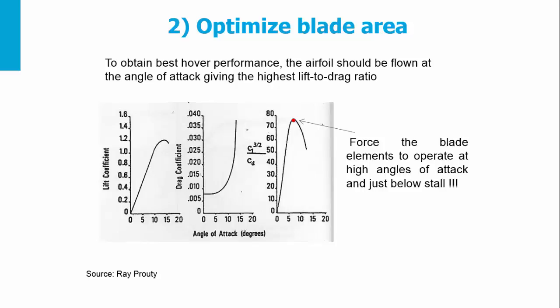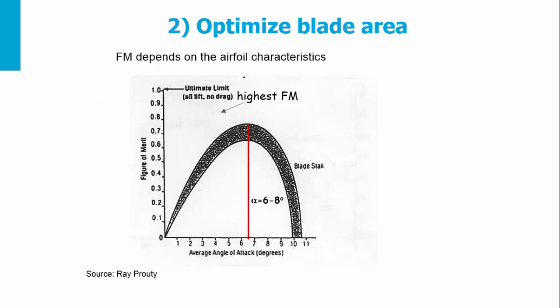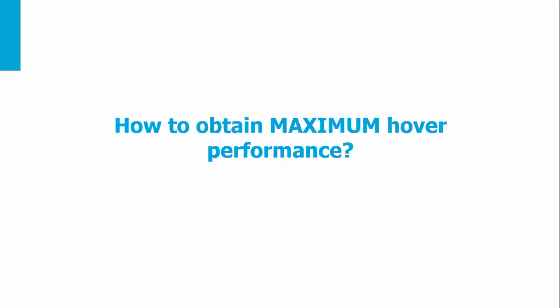How to optimize blade area? You'll see that if you optimize the blade area, the figure of merit will also improve. For example, here you see the average angle of attack and the figure of merit. You see that if we fly each blade element between 6 to 8 degrees angle of attack, the figure of merit will be in the highest range. How to do this?